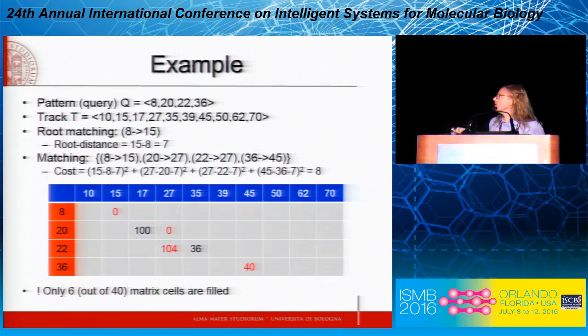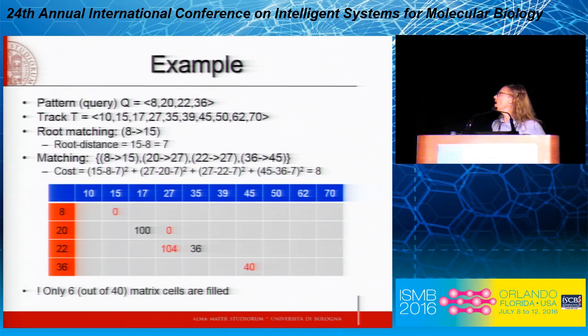So let me provide you a really quick example. We have a pattern, we have our track. Let's suppose matching 8 with 15, with root distance 7. Here I highlight a possible matching with cost 8, but as we can see, there is a conflict: 20 and 22 match with 27.